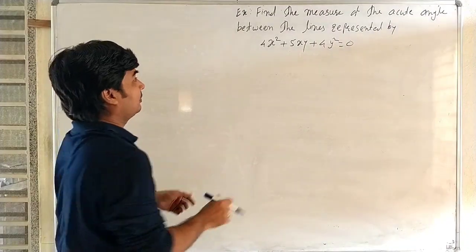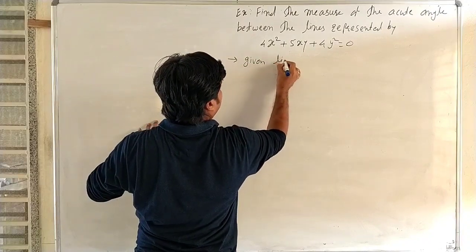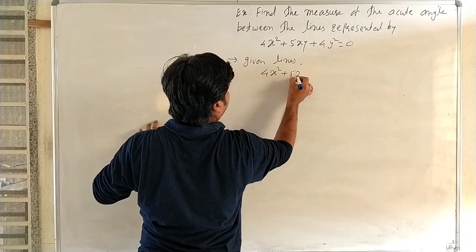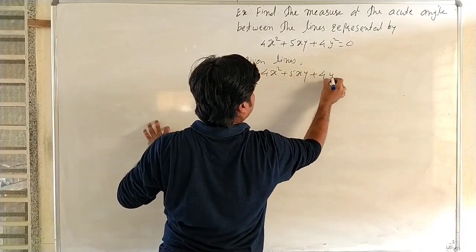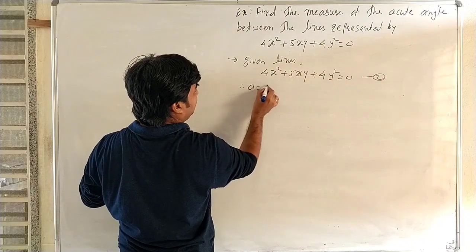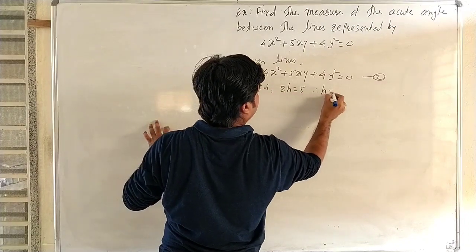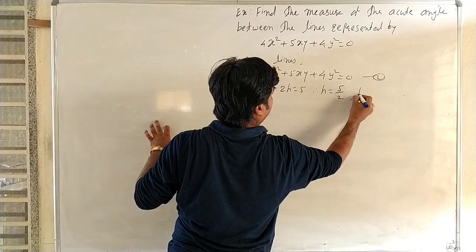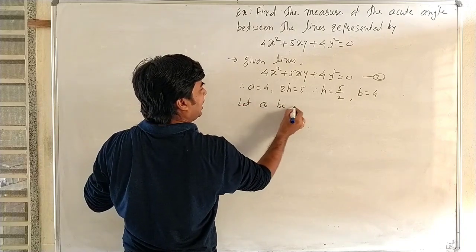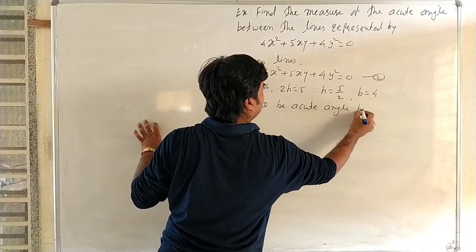Okay, here. Given line 4x square plus 5xy plus 4y square is equal to 0. It is equation number 1. Therefore, compare with it: a is equal to 4, 2h is equal to 5, therefore h is equal to 5 by 2, and b is also 4. Now let theta be the acute angle between the lines 1.